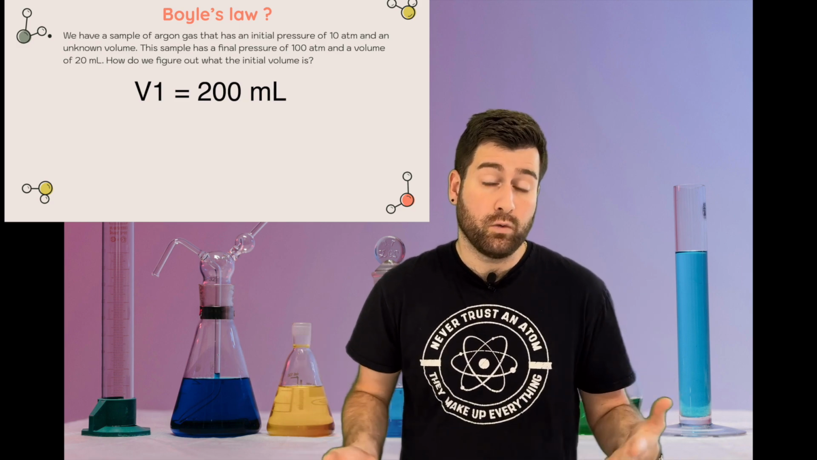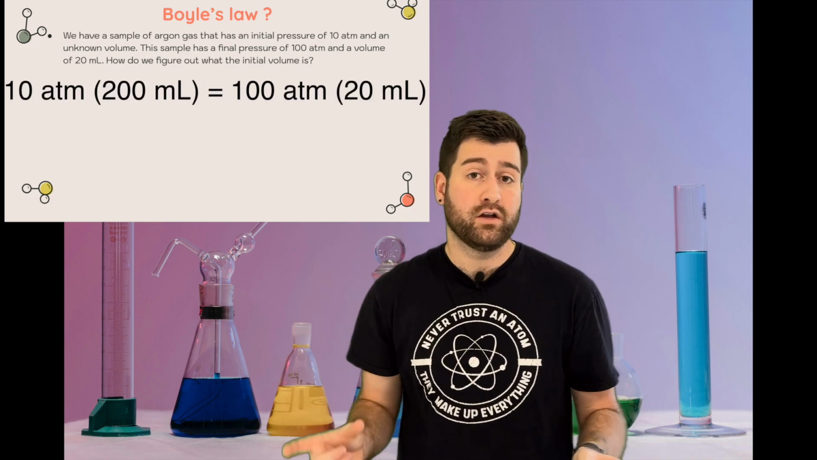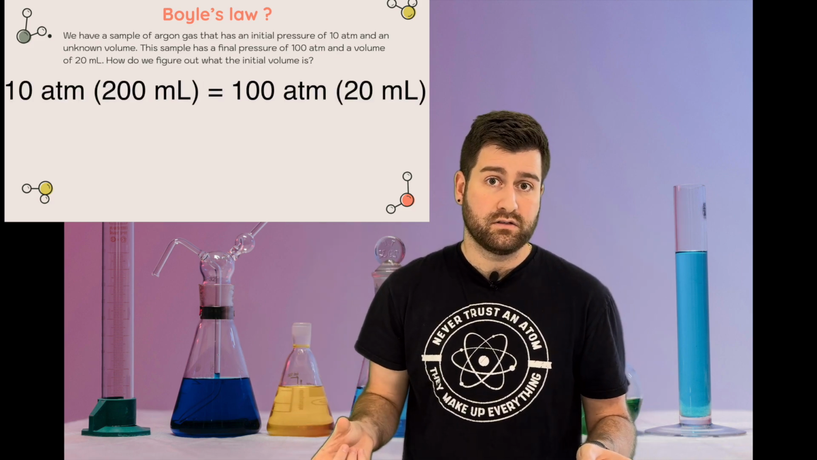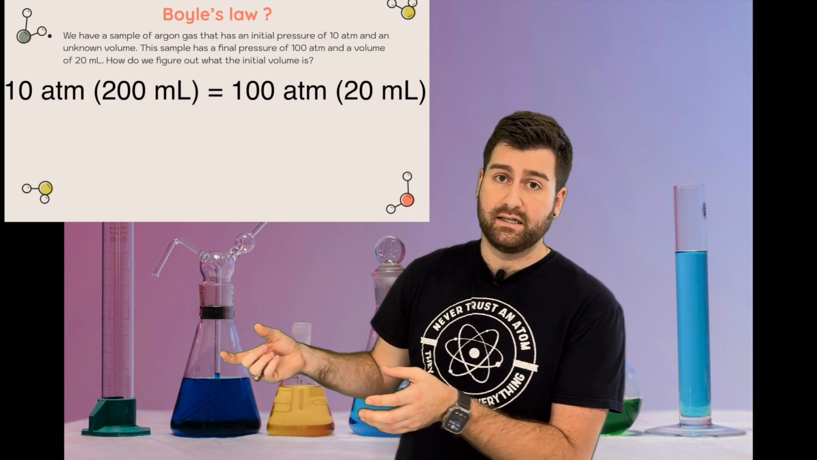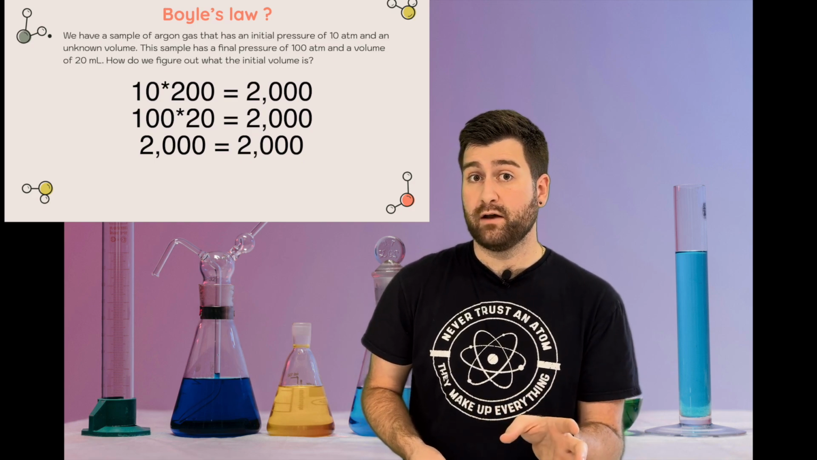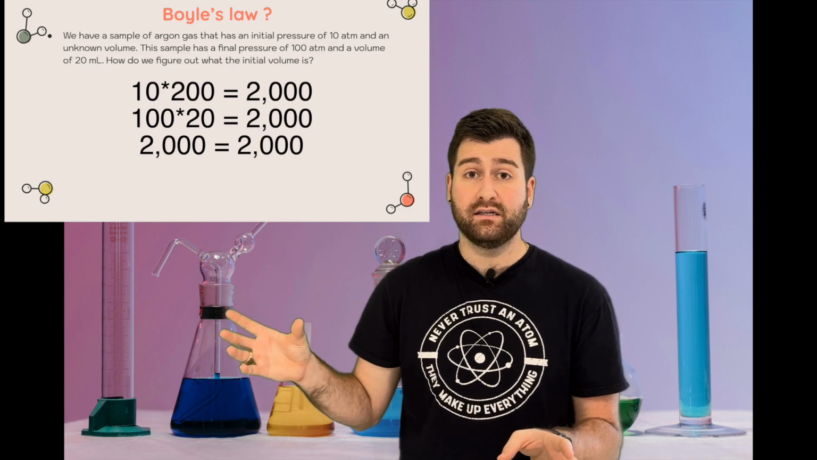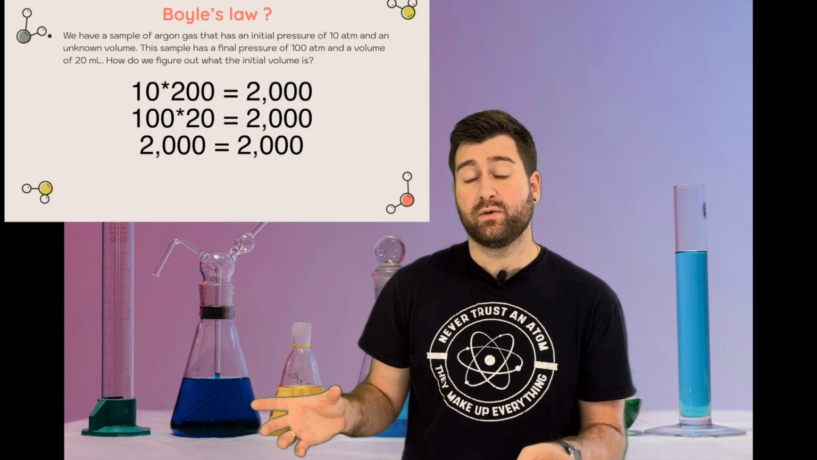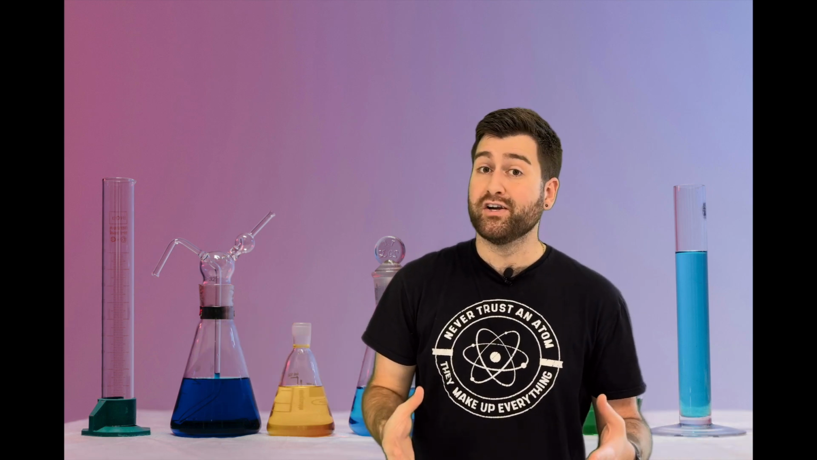And if we want to check our work, we could take 10 atm times 200 milliliters equal to 100 atm times 20 ml. 10 times 200 is equal to 2,000, and 100 times 20 is equal to 2,000. So we have 2,000 is equal to 2,000. Long story short, our initial volume is 200 milliliters.